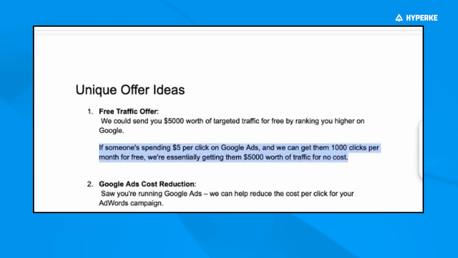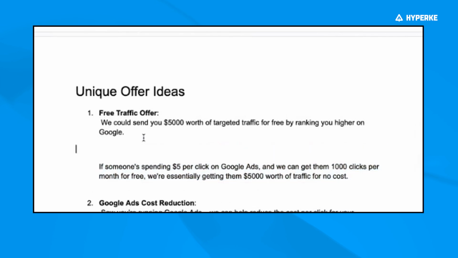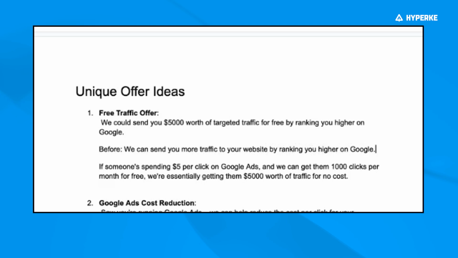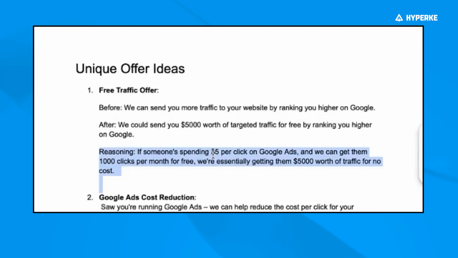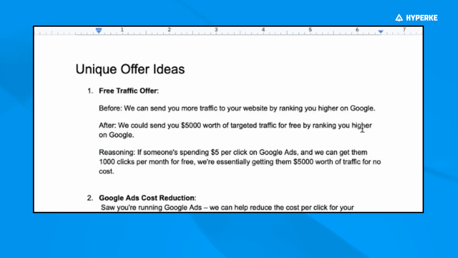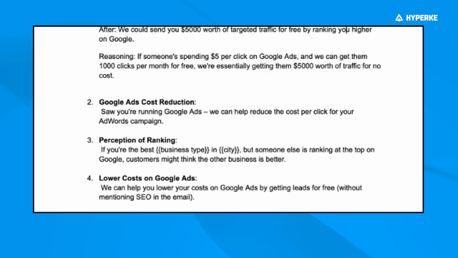So you go from a vague message. Let's put in a before message here, right? So before this would be, we can send you more traffic to your website by ranking you higher on Google. You go from this to this, and here's the reasoning, right? So this is one offer, essentially saying that we can send you $5,000 worth of targeted traffic by ranking you higher on Google. You could obviously change the wording here if you need to, by putting you on the top of Google, or by making sure you show up on the first page.